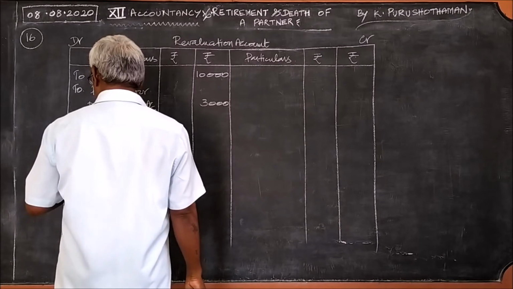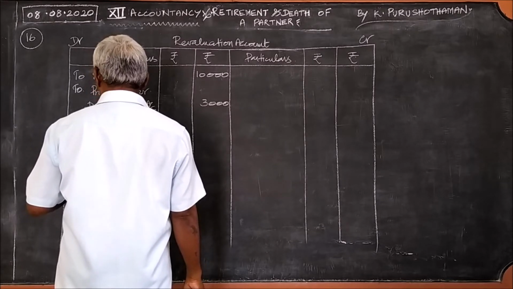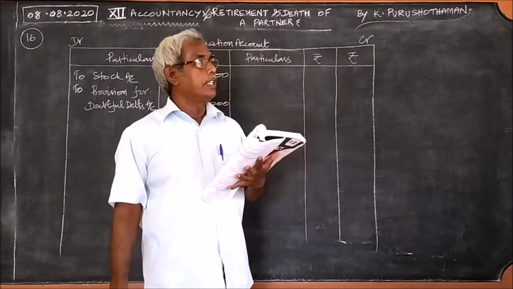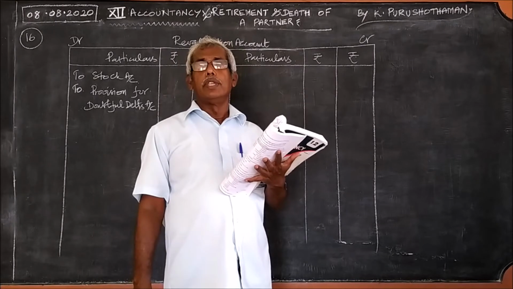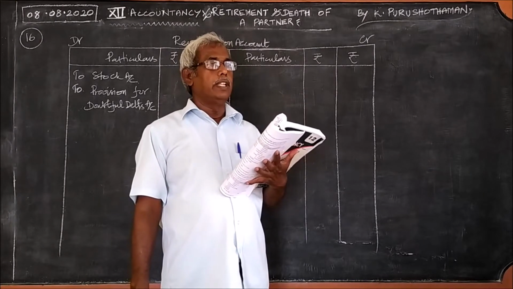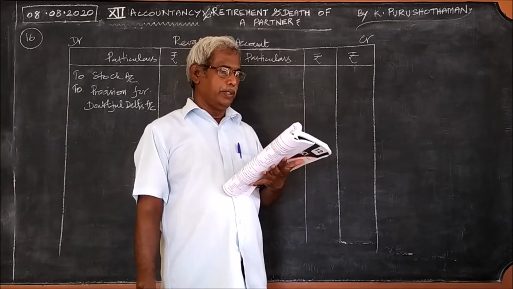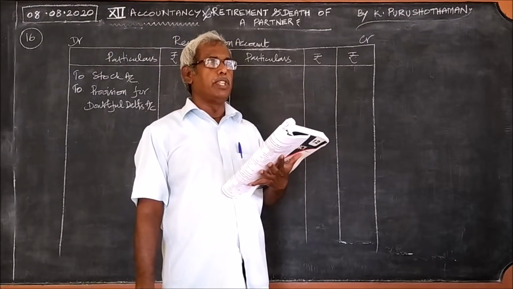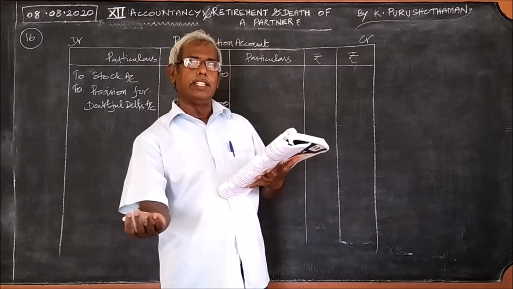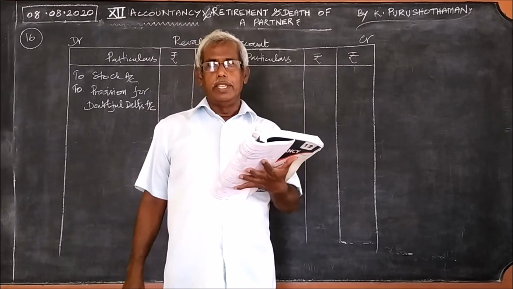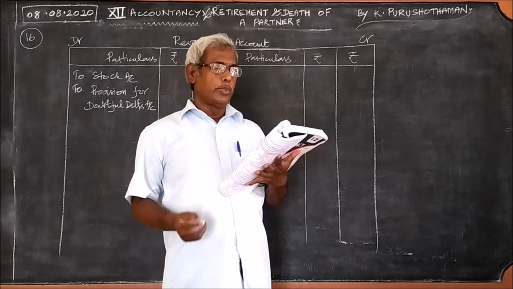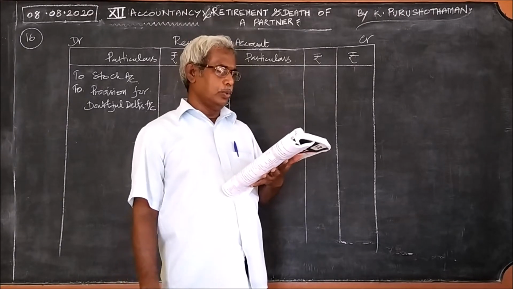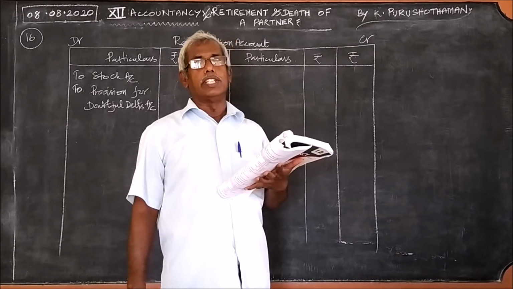Third one, buildings to be appreciated by 28,000. See, I said in other problems also, you must be very careful. They play with the preposition. If the preposition used there is by, you can take the amount as it is. If it is to, you should find the from. Then to 1,28,000 it may be given.